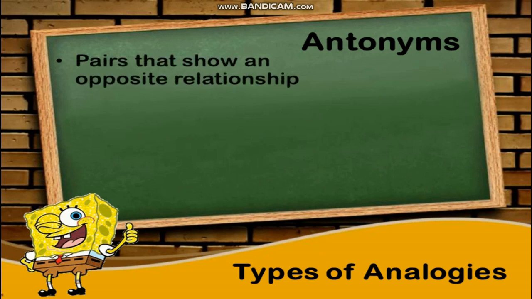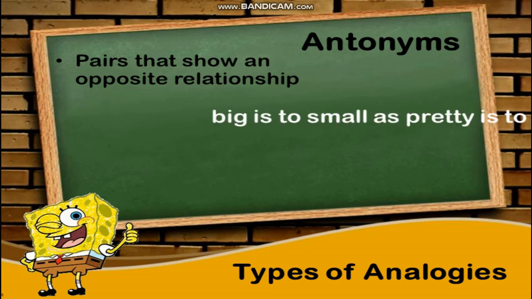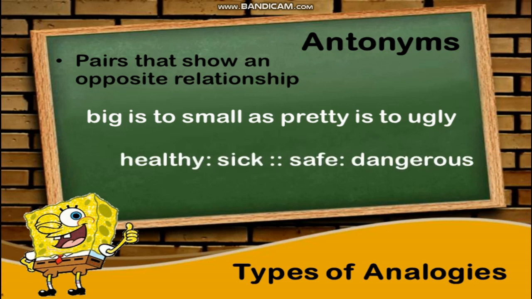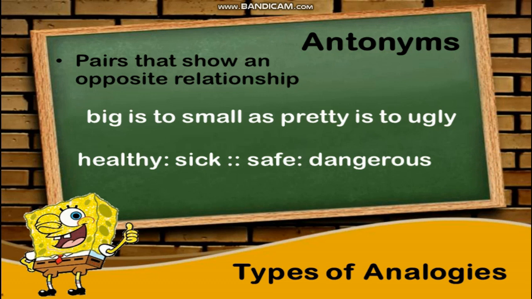Antonyms, pairs that show an opposite relationship. Example, big is to small as pretty is to ugly. Big is the opposite of small, as pretty is the opposite of ugly. Healthy is to sick, as safe is to dangerous. Healthy is the opposite of sick, as safe is the opposite of dangerous.